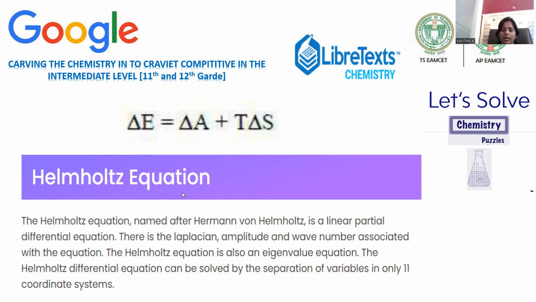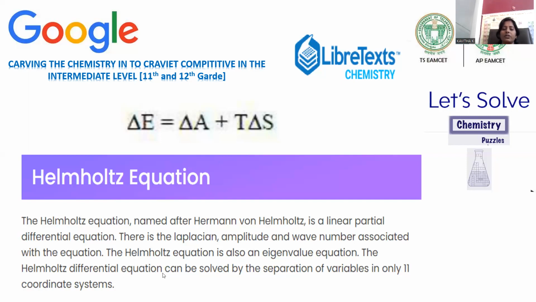Let's see what the Helmholtz equation actually is. The Helmholtz equation is named after Hermann von Helmholtz. This is an equation derived from physical chemistry, a linear partial differential equation. This is the Laplacian, amplitude and wave number associated with the equation. So the Laplacian is satisfied with this amplitude, and the wave nature of the particle is also satisfied by means of this Helmholtz equation. The Helmholtz equation is also an eigenvalue equation. This is also part of the eigen equation, eigenvalues related to quantum chemistry.